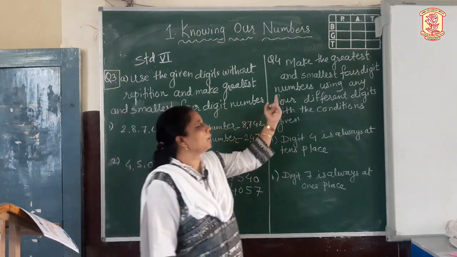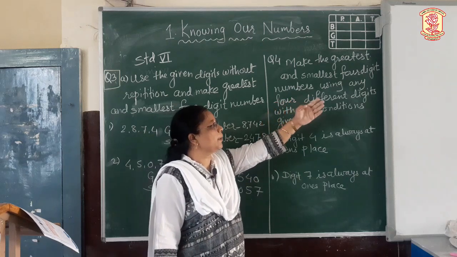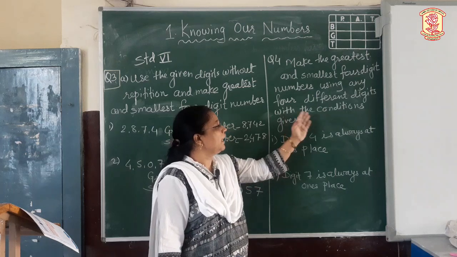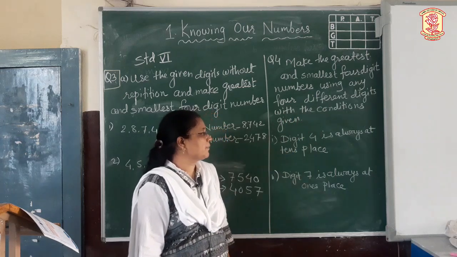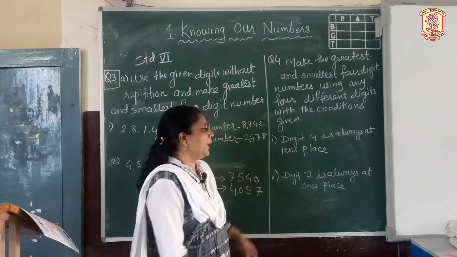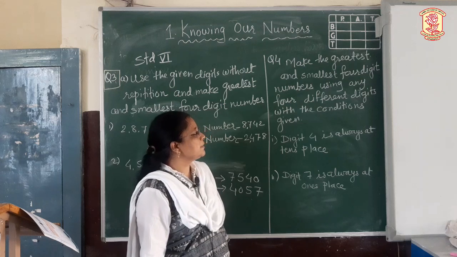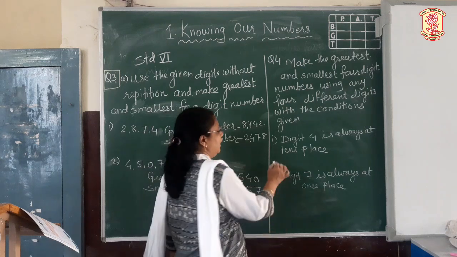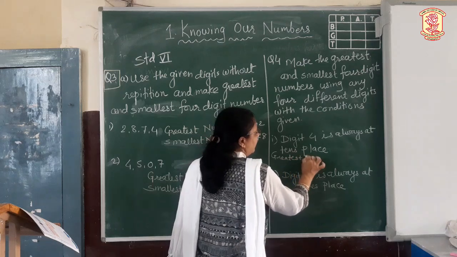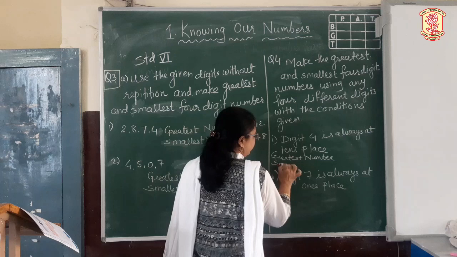Question number 4. Make the greatest and the smallest 4-digit number using any 4 digits with the given conditions. The first condition given to us is that digit 4 is always at the tens place. So we have to form the greatest number and smallest number.